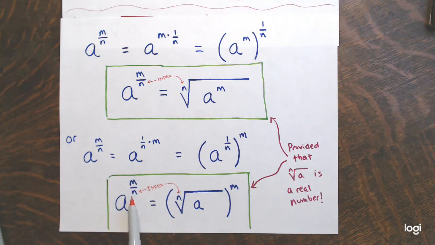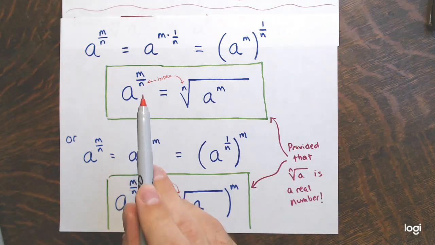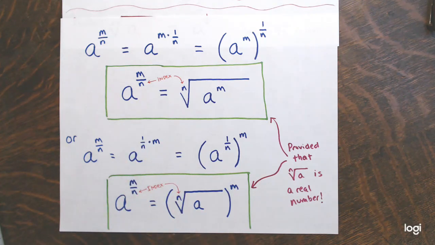Because if you have an even index, an even root, you better be taking the even root of a non-negative number. So if the denominator is even, a needs to be greater than or equal to 0. If the denominator is odd on these powers, then the base can be anything. You've seen in previous videos, when you have an odd root, you can take an odd root of a positive number, a negative number, or a 0. It doesn't matter. It will always yield some real number.